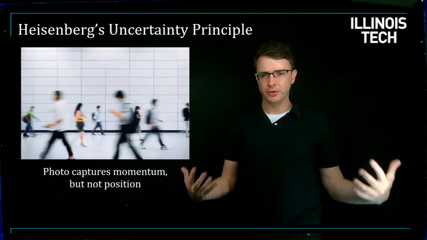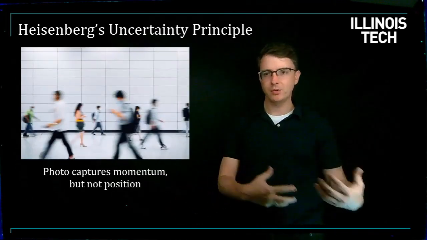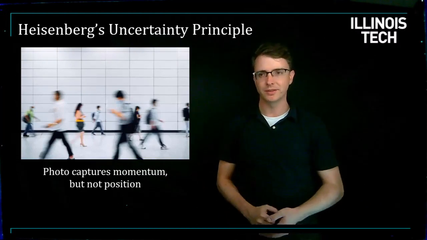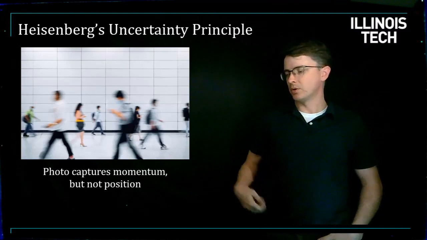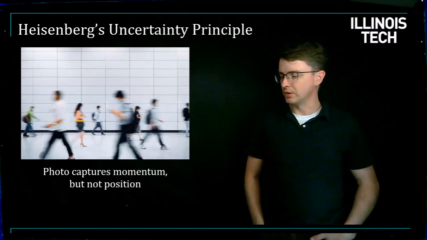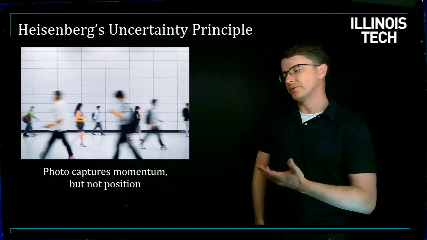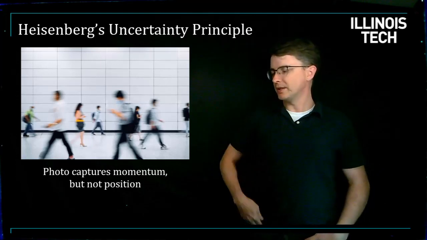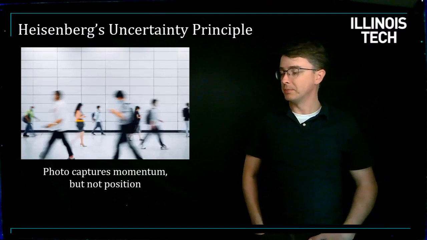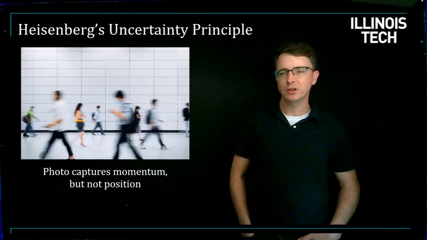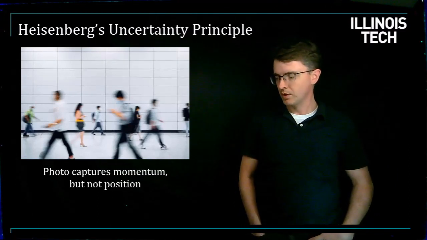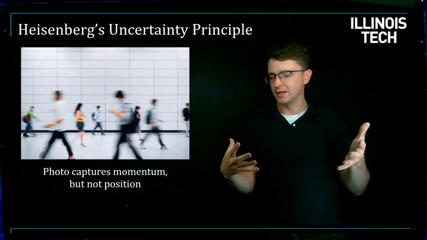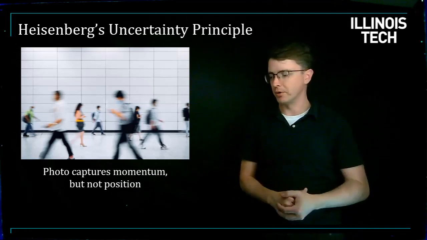The idea is that particles act both as particles and waves, but the uncertainty principle tells you that you can't see the wave and the particle nature at the same time. So here you can see a photo with a long exposure. This photo shows some motion. So you get a sense by looking at this photo that the people in the photo are moving in a certain direction and with a certain speed. On the other hand, they're kind of blurred out. We don't know exactly where the person is. We have some idea, but it's not perfect.